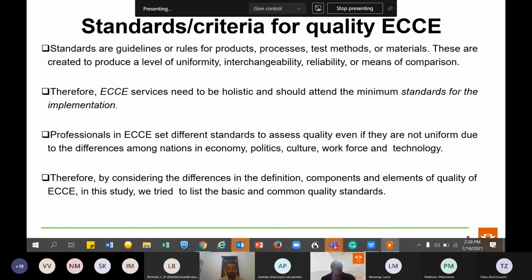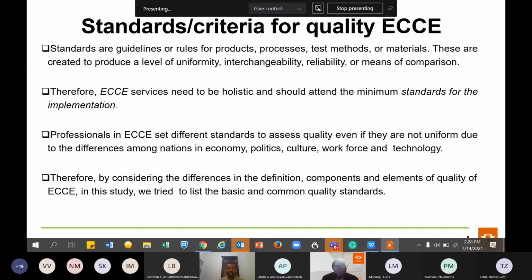So our main objective is identifying the common standards or criteria for quality ECC. Before listing them, what does standard mean first? Standards, in short, are guidelines or rules for products, processes, and test methods or materials. They are created to produce a level of uniformity, interchangeability, reliability, and means of comparison.